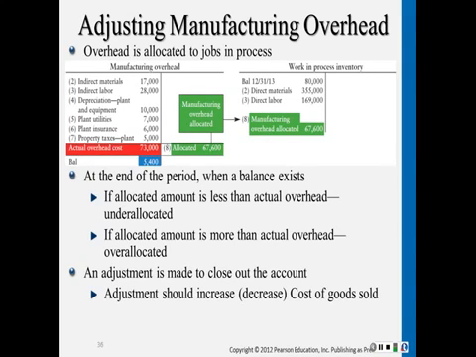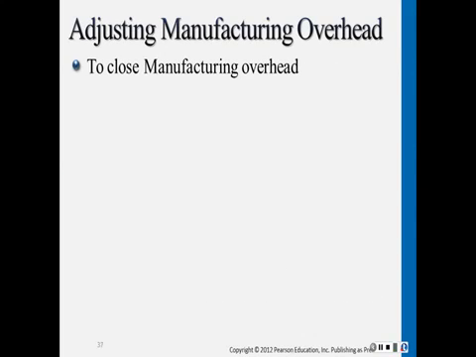In our example, the $5,400 debit balance of manufacturing overhead is called underallocated overhead because the manufacturing overhead allocated to work in process inventory was less than the actual overhead cost. If it had been overallocated instead, the manufacturing overhead account would have had a credit balance.